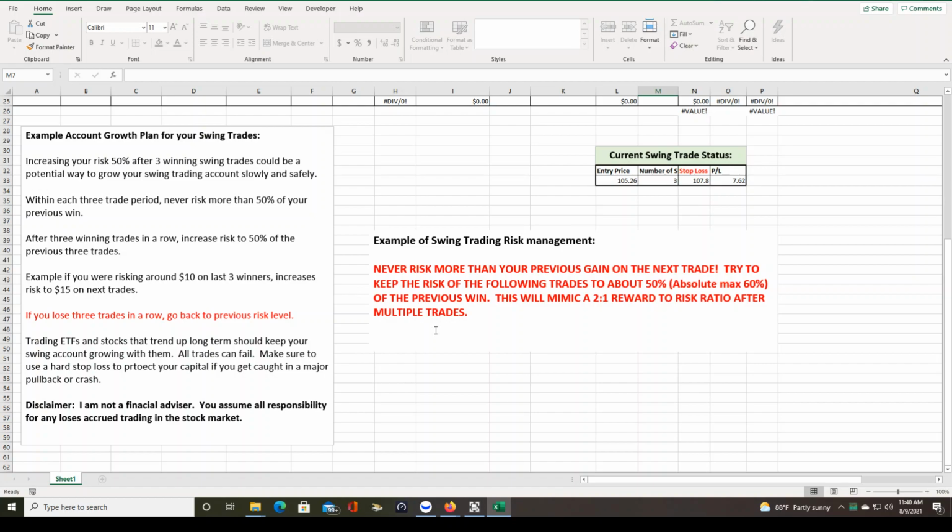And then I also have an example of some risk management that you can apply. It's a little bit redundant to what we were just talking about, but it's never a bad thing to have redundancy in your trading plans because it makes sure that you don't make any mistakes as you move on or take on too much risk accidentally. You can read this and check that out.